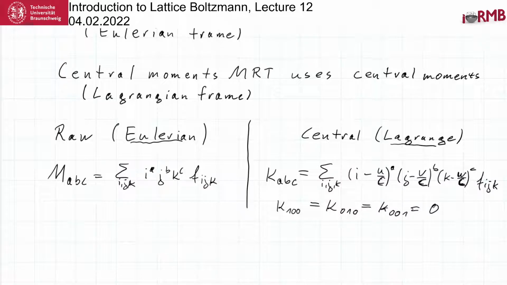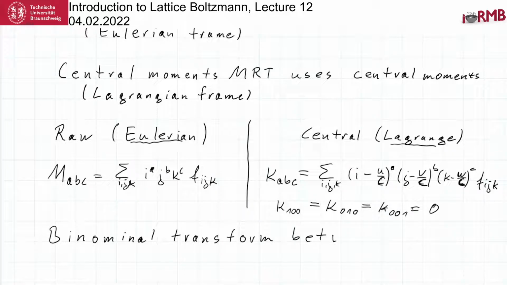Okay, so between raw and central moments, we can transform by using the so-called binomial transform, so that we see that if we have the one, we can calculate the other one. Binomial transform between frames of reference.